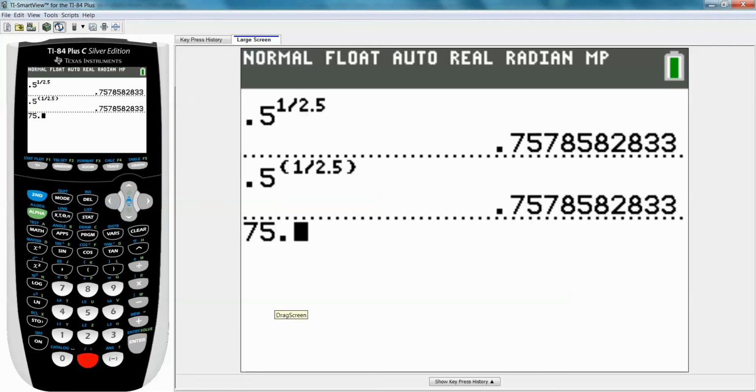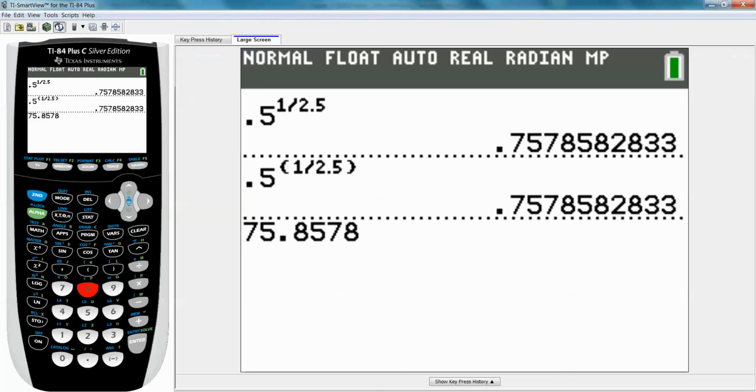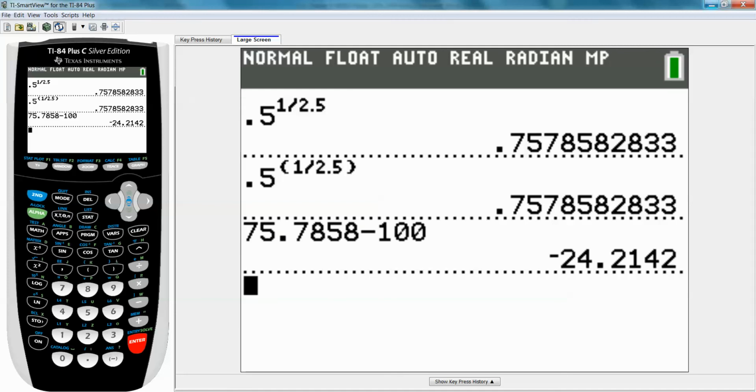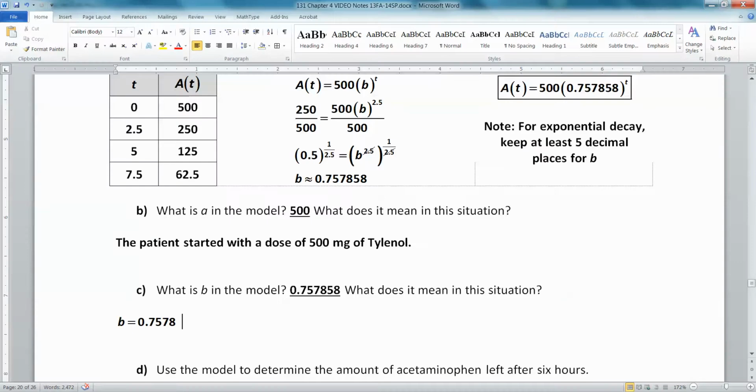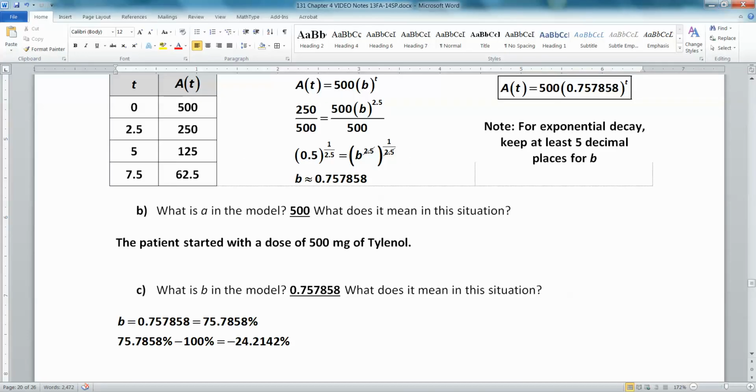75.7858. Take away 100 would be equal to negative 24.2142%. Okay. So we're going to use that right here.